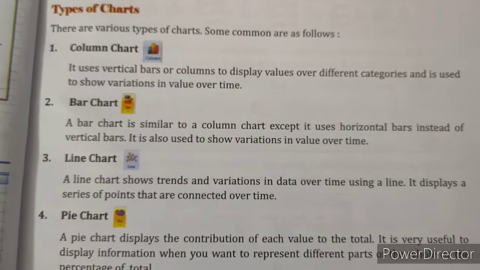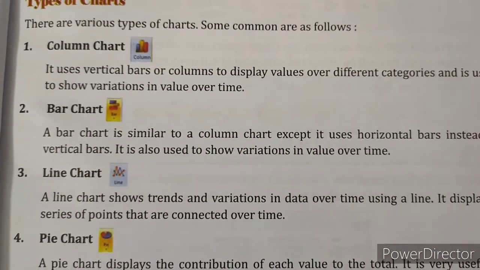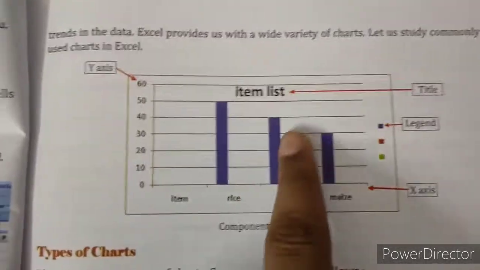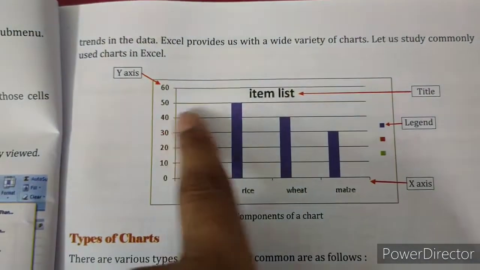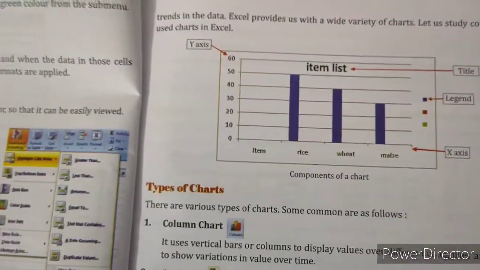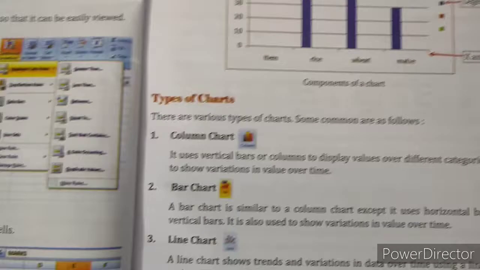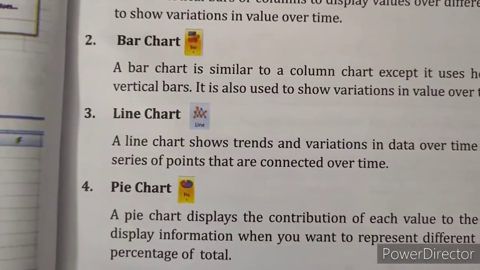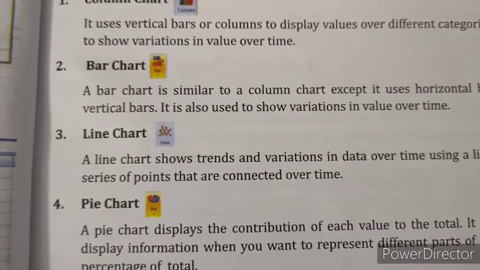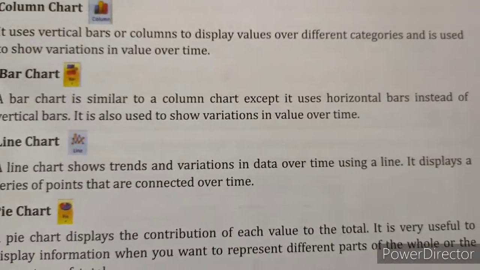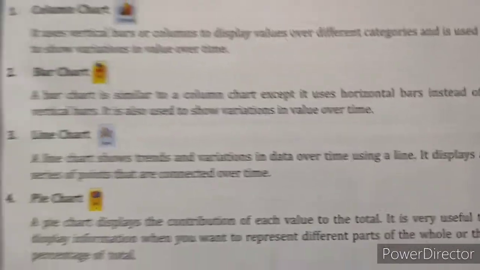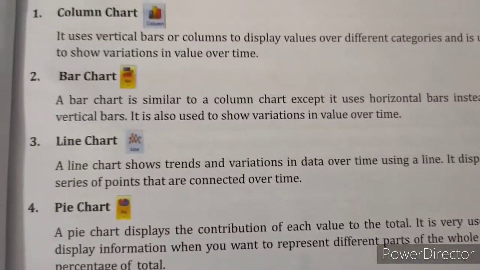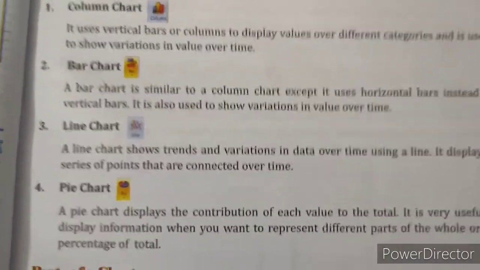Now next is the bar chart. What is a bar chart? A bar chart is similar to a column chart except it uses horizontal bars. Horizontal means, suppose this is a vertical bar, and if the chart is like this, it will be called a horizontal bar chart. Now the line chart, where all the data is compared in the form of a line. A line chart shows trends and variations in data over time using a line. The name comes from that line only. It displays a series of points that are connected over time.